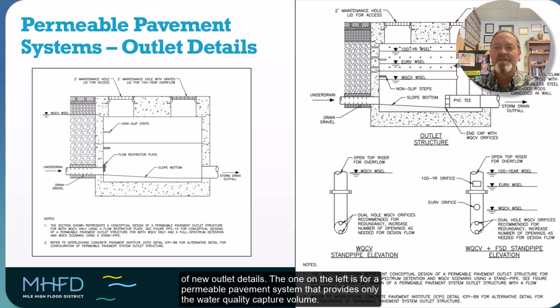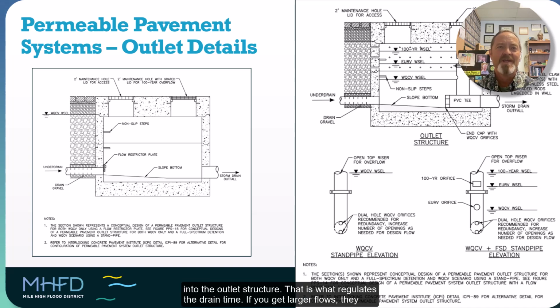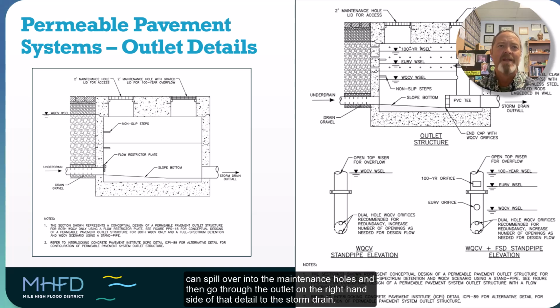The one on the left is for a permeable pavement system that provides only the water quality capture volume. In this detail, you can see that we have a restrictor plate on the underdrain coming out of the media into the outlet structure. That is what regulates the drain time. If you get larger flows, they can spill over into the maintenance holes and then go through the outlet on the right-hand side of that detail to the storm drain.